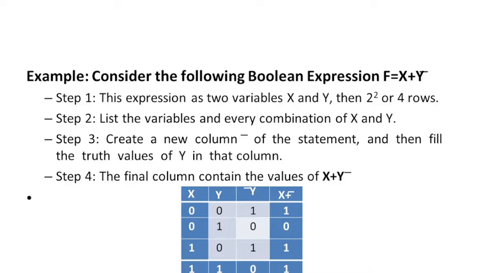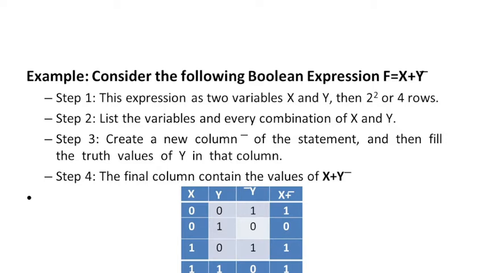Consider the Boolean expression f is equal to x plus y bar. This expression has two variables, x and y. So how many rows? 2 to the power 2 is equal to 4 rows. So list the variables and every combination of x and y. What are the combinations of x and y? That is 00, 01, 10, 11.